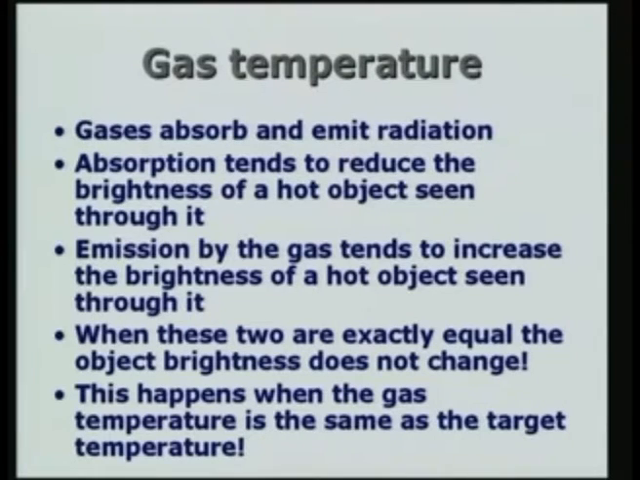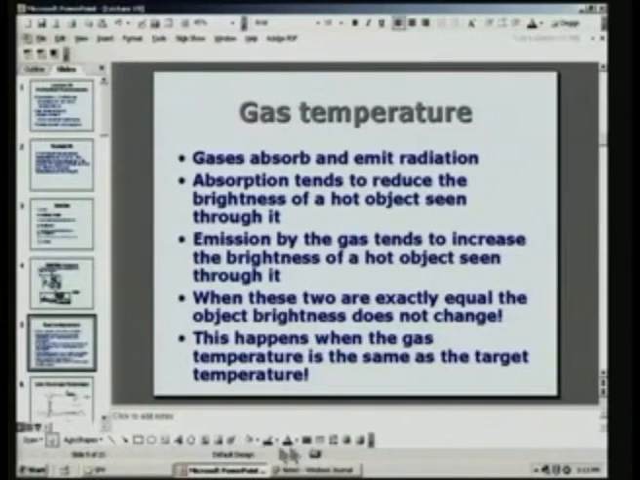If external radiation is falling on the gas, it is absorbed by the gas, whereas because of the temperature of the gas itself it is emitted, or re-emitted. So, the absorption and emission processes are a kind of competing process taking place all the time. In a sense, absorption tends to reduce the brightness of a hot object seen through it. So, let me just explain what I mean by this.